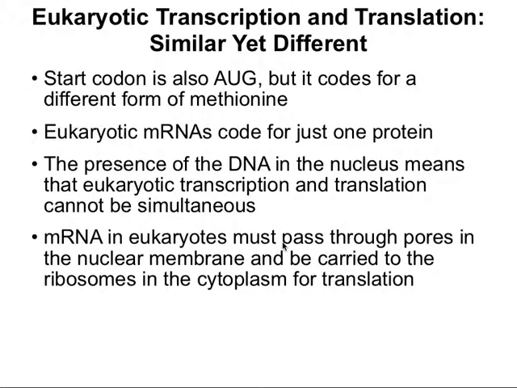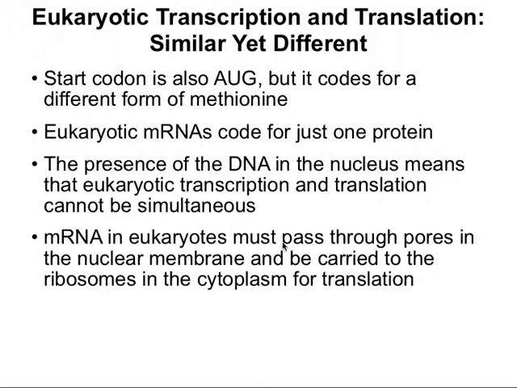So many of the organisms that we'll be studying this semester are indeed prokaryotic, but as you're aware, some of them are eukaryotic. And, naturally, there are some differences between prokaryotic and eukaryotic transcription and translation. Although they're pretty similar, they're different in a number of ways. The start codon is also AUG, but it codes for a slightly different form of methionine.